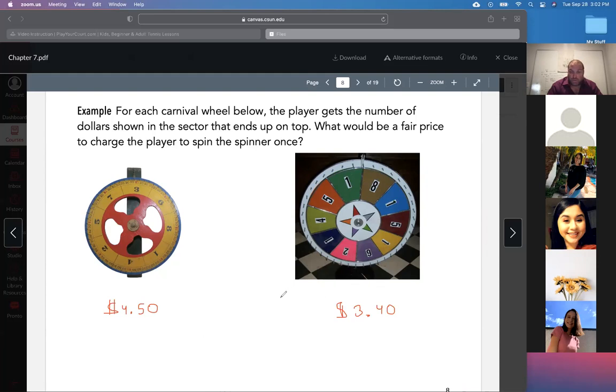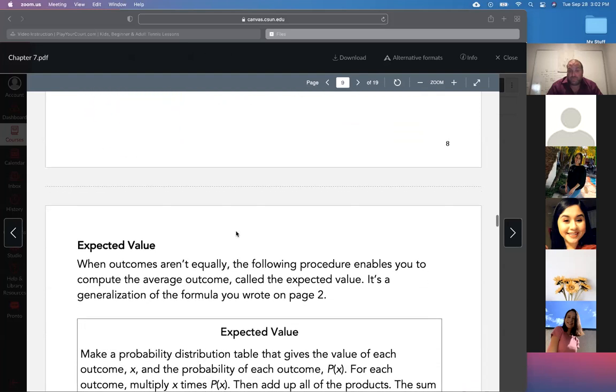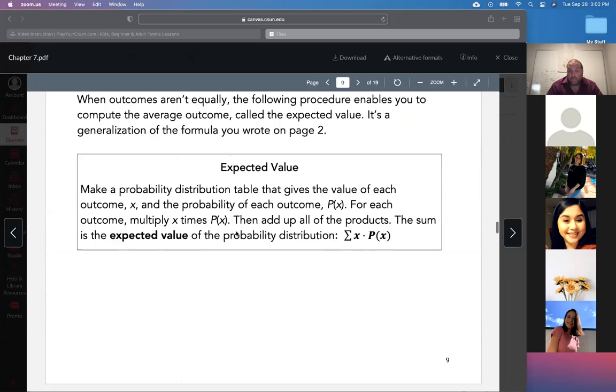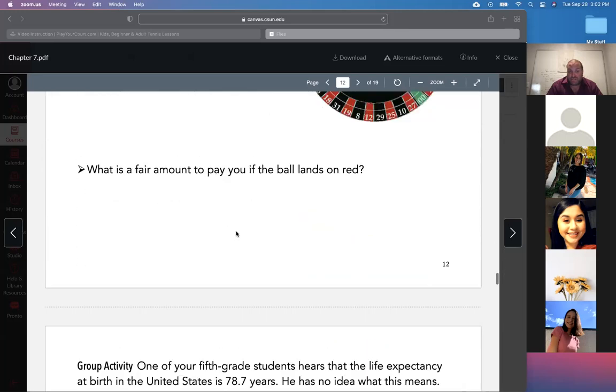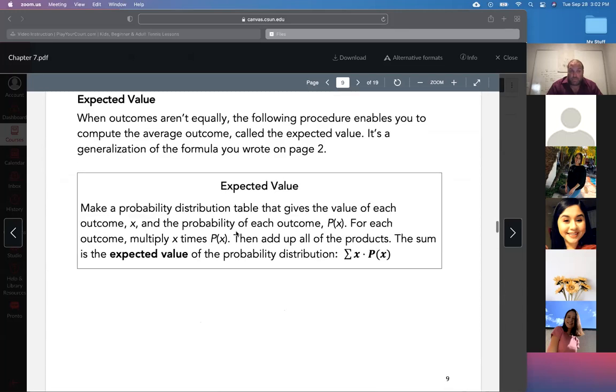Probably no more than $4. Anything more than that, people are just not going to play. Does that make sense? The difference between fair value and what people would do, practically. I hope it makes sense.